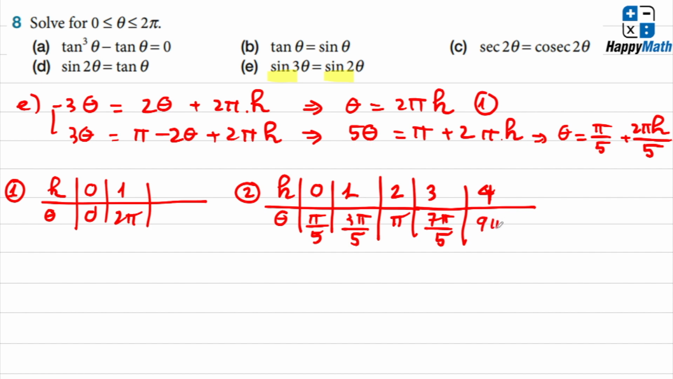No, wait, this cannot be right. Oh, sorry, it is possible. And how about k equal to 5? That gives 11 pi over 5, which is larger than 2 pi, so that cannot be the right answer. So 1, 2, 3, 4, 5, five solutions, plus 2 more solutions from the first equation gives 7. That's it, we finished question 8.